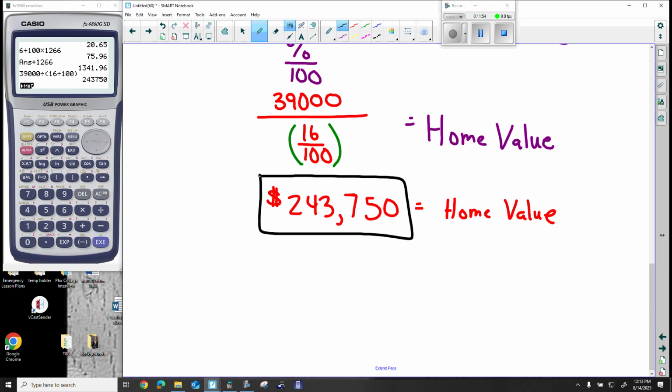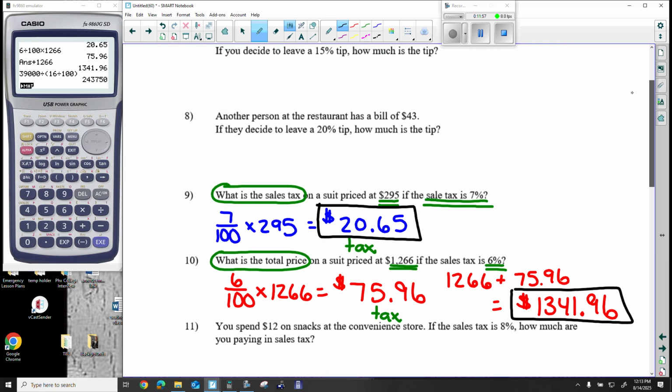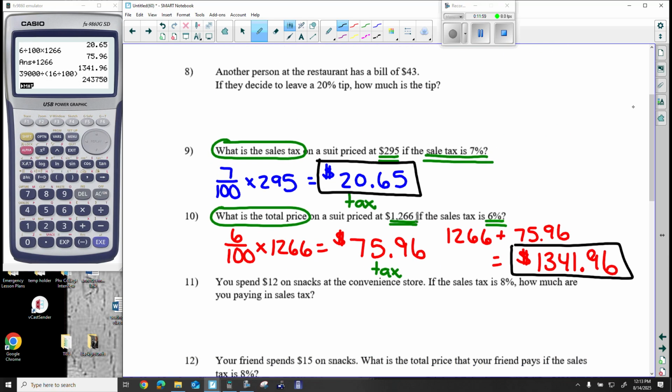Okay. The other problems are just, in essence, mimics of the things that we've already done. You should have enough skill to complete this assignment.